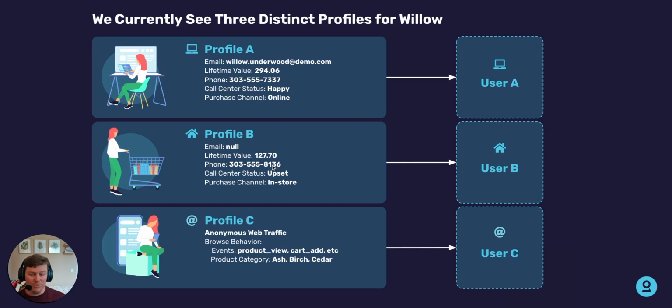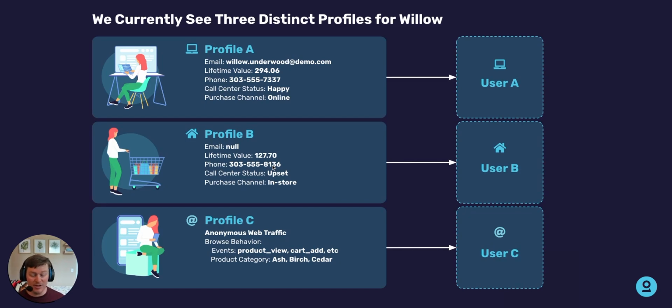Then you can see in profile B, this is Willow still. However, there's no email because Willow went into the store itself, purchased, and then had a call center status under a different phone number that was seen as upset. And then you have profile C that is symbolizing anonymous behavior.